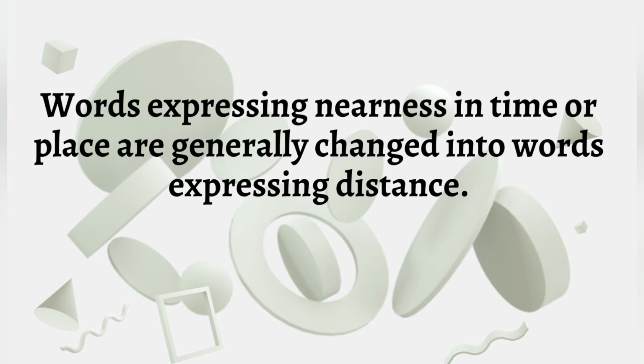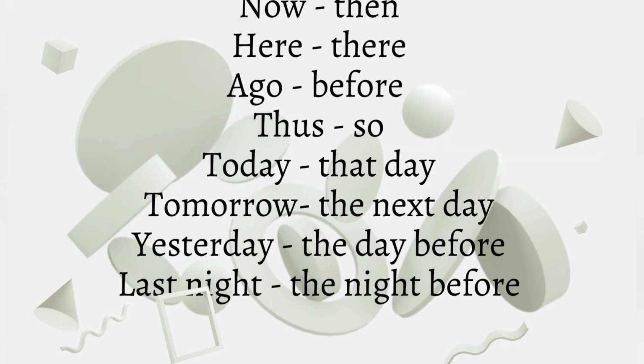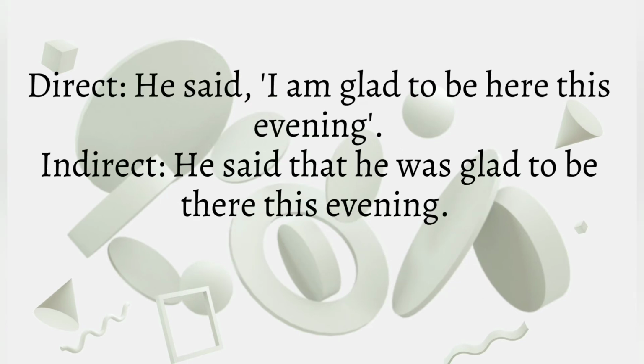Words expressing nearness in time or place are generally changed into words expressing distance. Now becomes then, here becomes there, ago becomes before, thus becomes so, today becomes that day, tomorrow becomes the next day, yesterday becomes the day before, last night becomes the night before. I will show you one example from this. The sentence in direct speech: He said, "I am glad to be here this evening." In indirect speech, he said that he was glad to be there that evening.